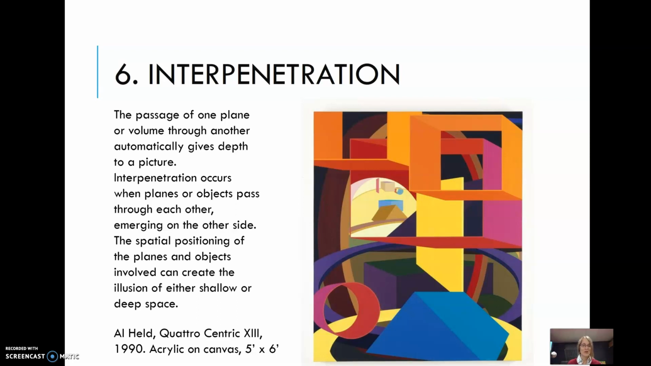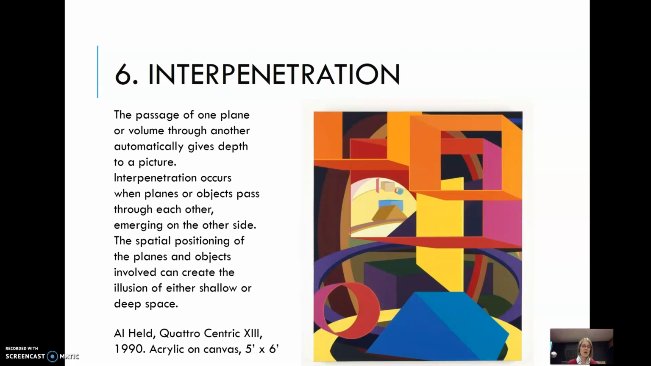Number 6 is interpenetration, and basically the passage of one plane or volume through another automatically gives depth to a picture. Interpenetration occurs when planes or objects pass through each other, emerging on the other side. The spatial positioning of the planes and objects involved can create the illusion of either shallow or deep space.